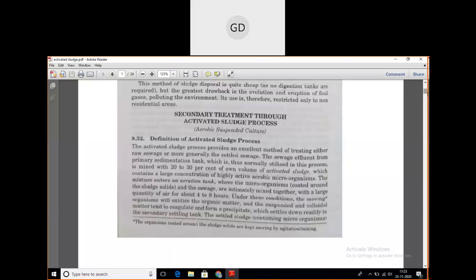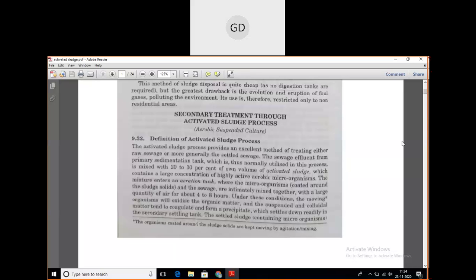The other one is also a secondary treatment process itself, but here the aerobic bacteria, or the biomass, is suspended in nature. So let us see what the activated sludge process is.